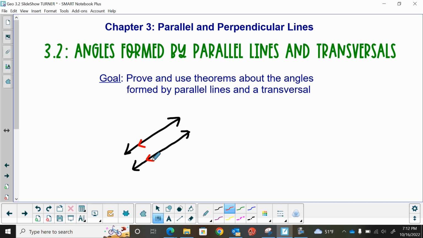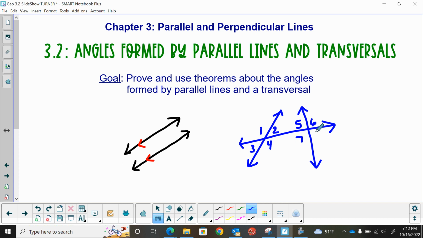And then we also talked about transversals. So if you have one line that intersects two lines, then you create two different intersections, and then you end up with 8 different angles. So you have one intersection, angles 1, 2, 3, 4, another intersection, angles 5, 6, 7, 8. Okay, and here's your transversal. It's that one line that goes through two other lines, creating those 8 different angles.